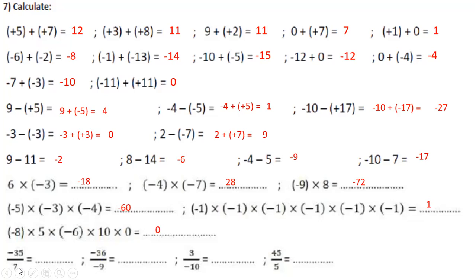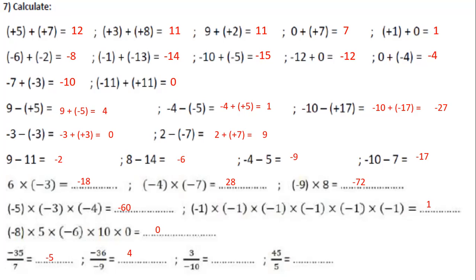Now, negative 35 over 7. To know the sign of the answer, we say negative over positive is? Negative. And 35 over 7 is? 5. As if I'm saying 35 divided by 7, so my answer will be negative 5. Now, negative 36 over negative 9. Negative over negative is? Positive. 36 divided by 9 is? 4. So my answer is 4.